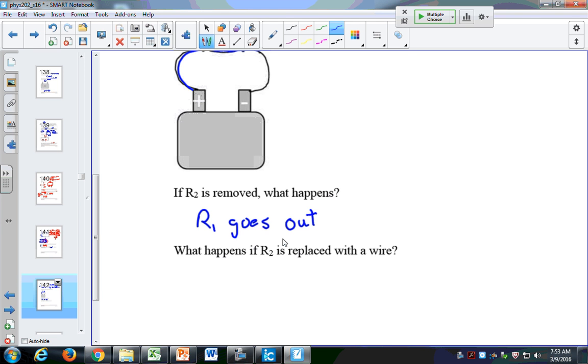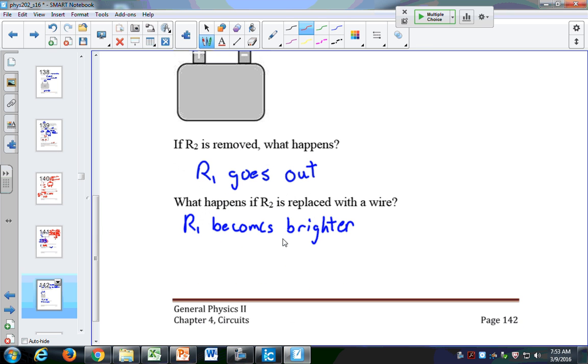what's physically going to happen? You said that R1 becomes brighter, and that is true. The first light bulb becomes brighter, but it becomes brighter for these reasons. First, if I take out R2, what's going to happen to the equivalent resistance? Will it go up or down? Right, the equivalent resistance will go down.